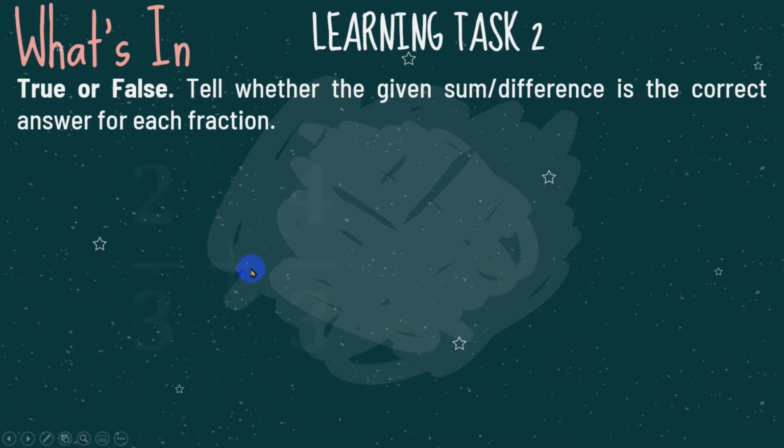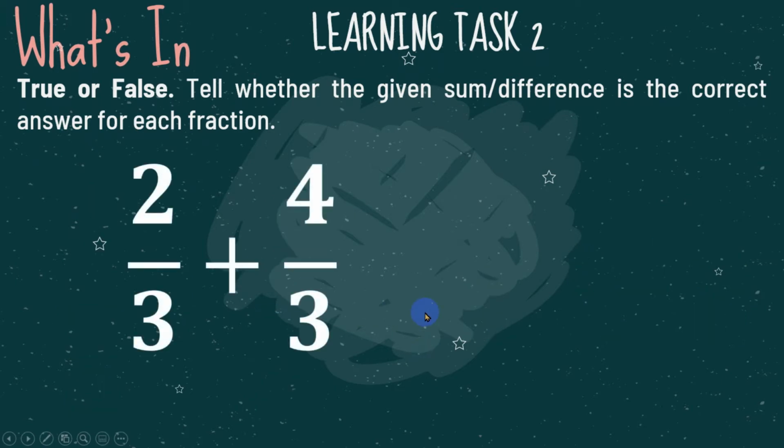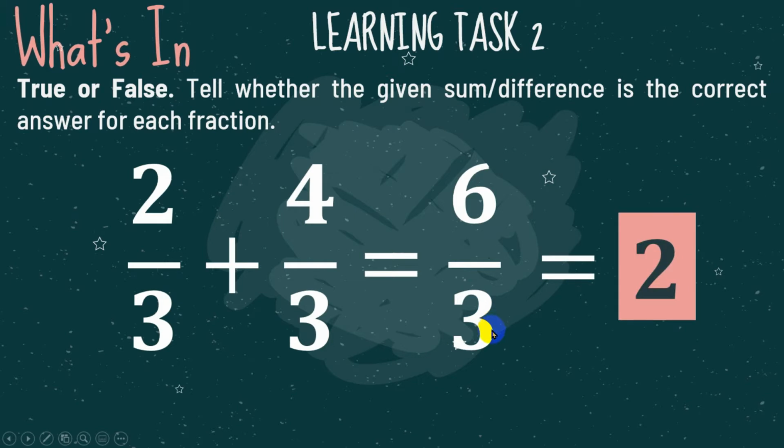Why is it false? Kung natatandaan nyo po, when adding similar RAEs, we add the numerator, then keep the denominator. So 2 plus 4 is 6, keep the denominator 3, 6 divided by 3, the answer is 2. That is why mali yung 1 kanina. Okay? So again, we add or subtract the numerator, then keep the denominator.